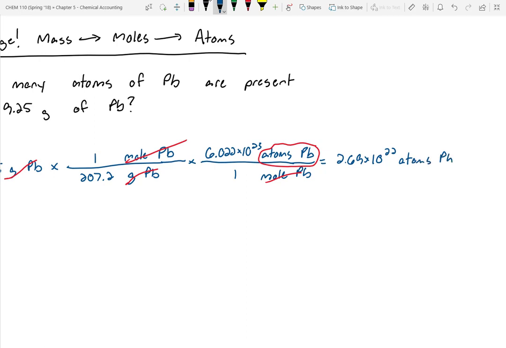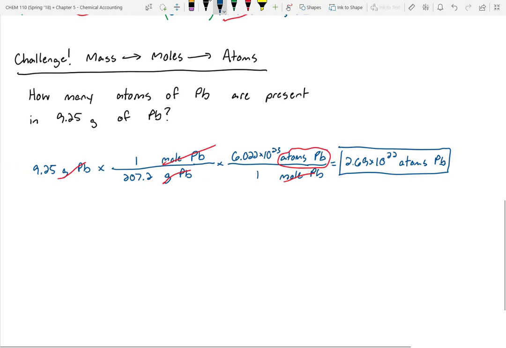Is that what everybody got? All right, we'll practice more tomorrow. I know this can be kind of overwhelming. And we want to make sure we're good at unit conversions before we start stoichiometry.